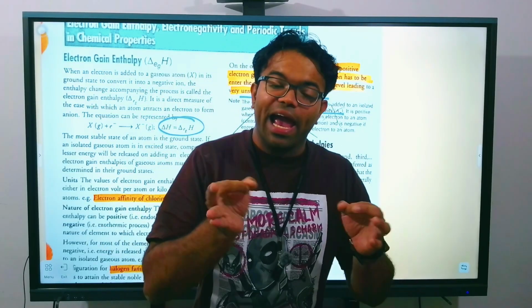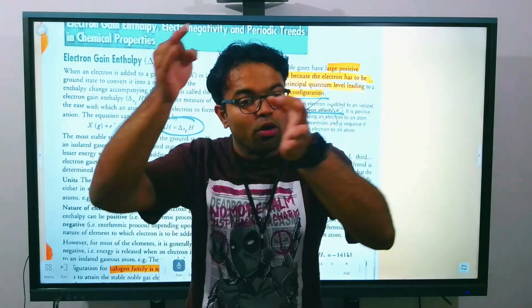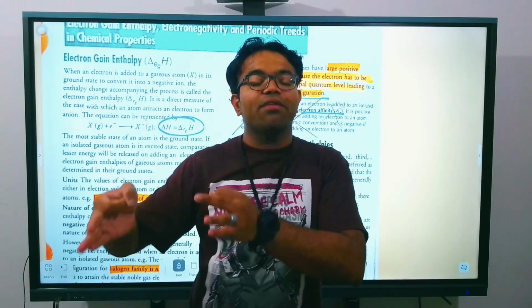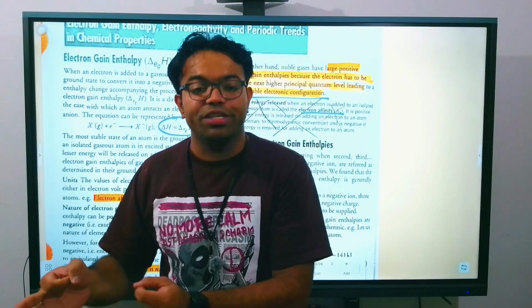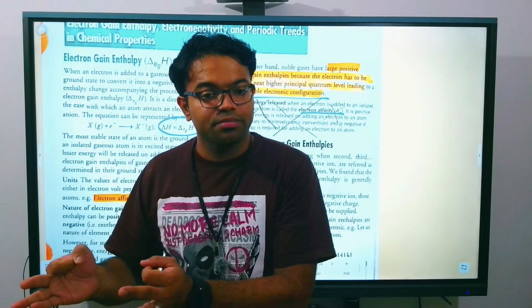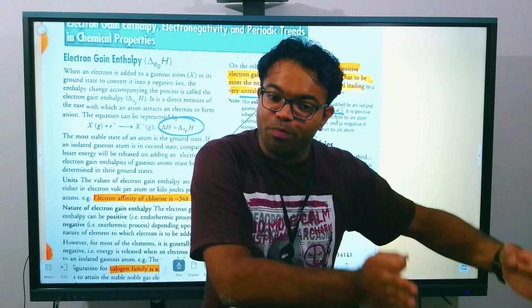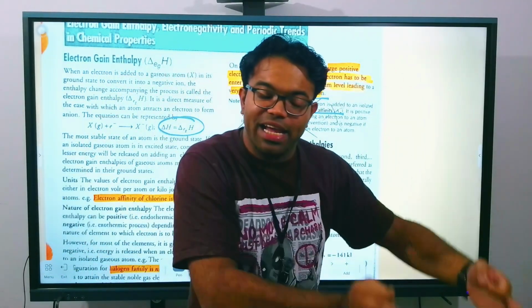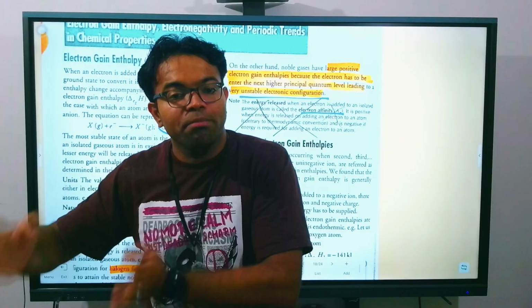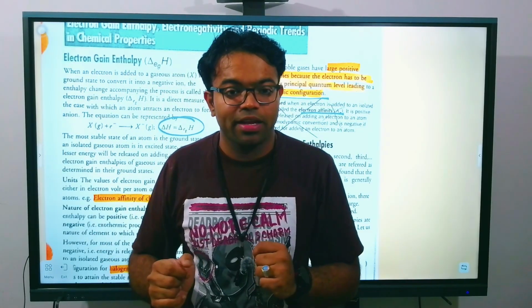Did you understand what electron gain enthalpy and electron affinity are? They have exactly the same magnitude, but their signs are exactly opposite to each other. Understood? If electron gain enthalpy is positive, electron affinity will be negative. If electron gain enthalpy is negative, electron affinity will become positive. Clear?